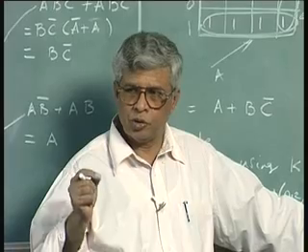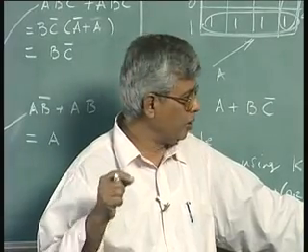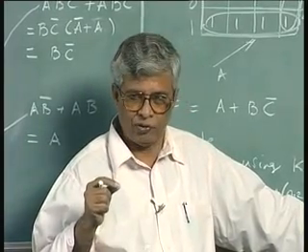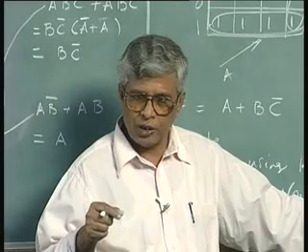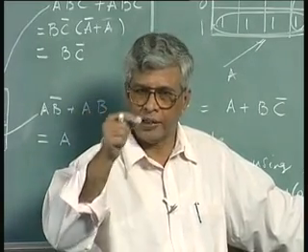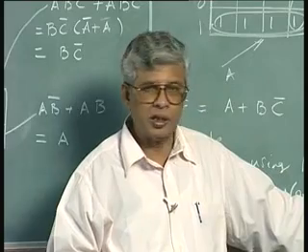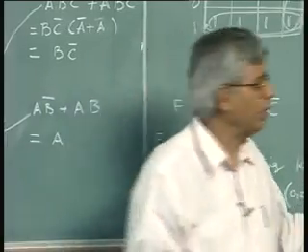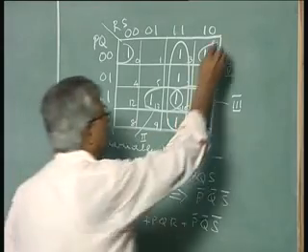Each of these terms 1, 2, 3, 4, which are product terms which combine to become the sum of product later on, each of them is called an implicant, prime implicant.